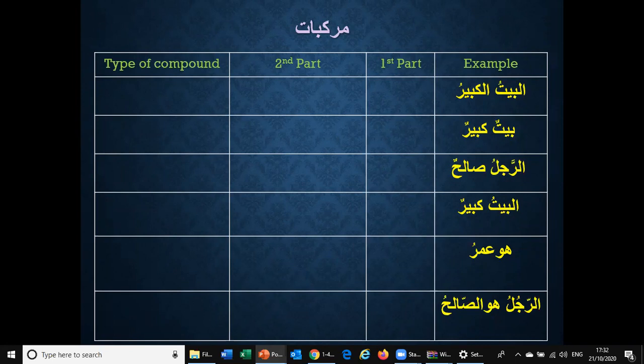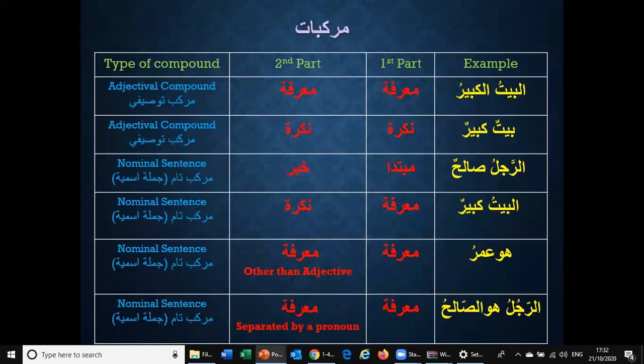Huwa Umar. This is the one that I've left for next week because that might have been a bit too much. But those two are murakkab, complete sentence, murakkab tam as well, jumla as well. But leave that for the time being because we haven't touched upon that today. That will be for next week.